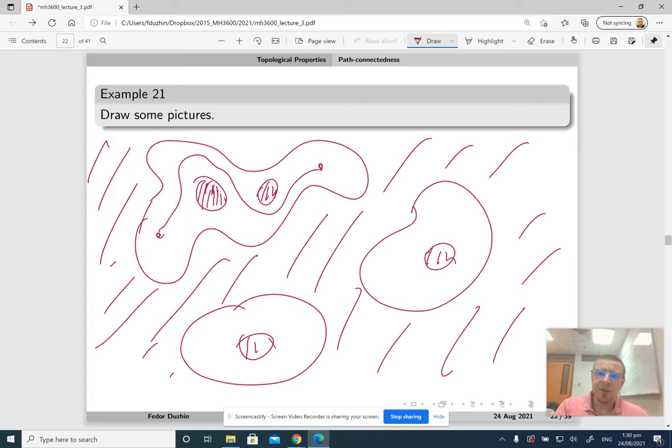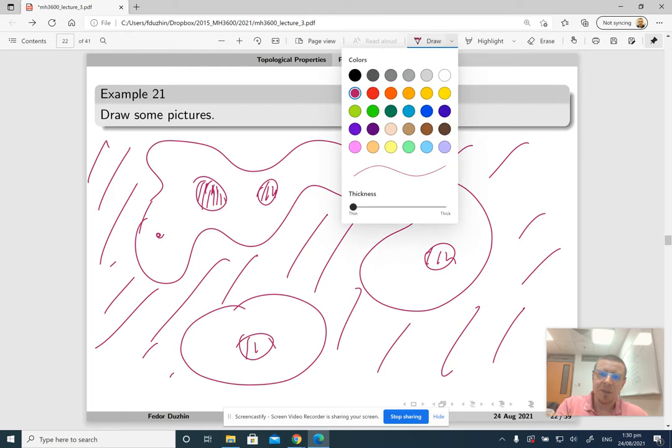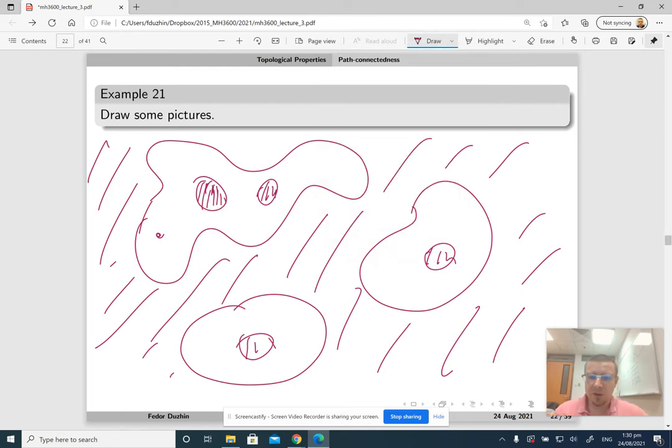So the region that is not shaded now is not path connected, because it is possible to find 2 points such that they cannot be joined by a continuous path within my X. If my X is these 3 unshaded parts, then there is no path from this point to this point. This is not allowed because it goes through something that is not in our topological space.